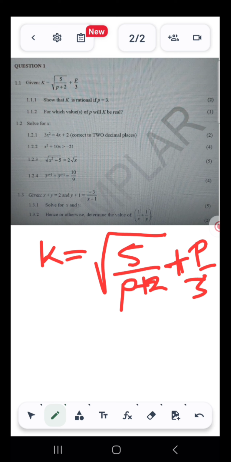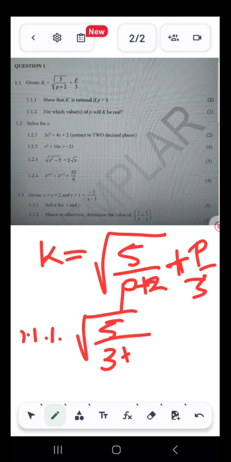Mind you, the first question, which is 1.1.1, says show that k is a rational number if p is equal to 3. So you're trying to show, substitute p with 3, if k is going to come out as a rational number. You should know a rational number from grade 8 and 9. Okay, let's check. So we say square root of 5 over p plus 2, we substitute with 3, plus p over 3, with p as 3.